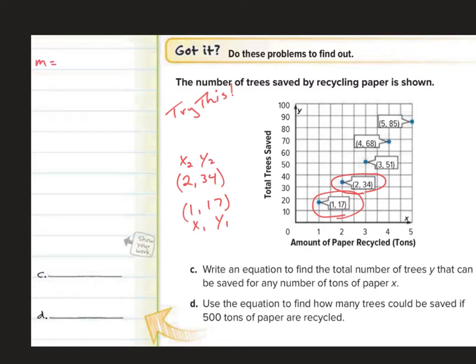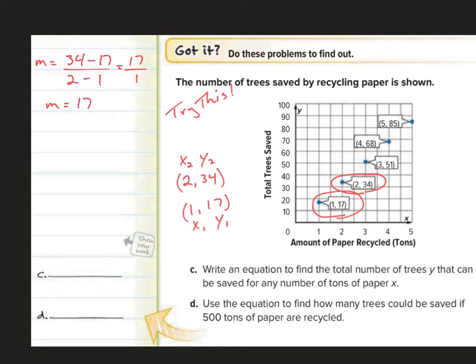So m equals slope. So m equals y2, which is 34, minus y1, which is 17, over x2, which is 2, minus x1, which is 1. When I subtract, I get 17 over 1. So my slope is 17.